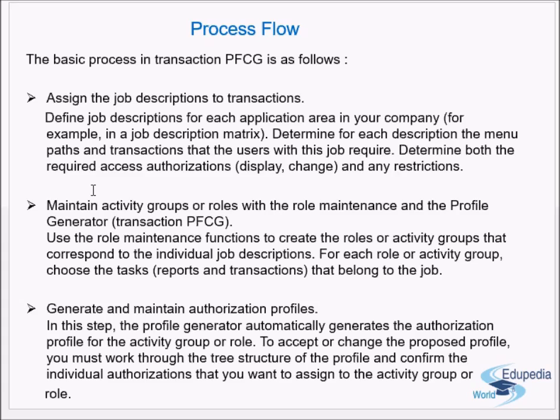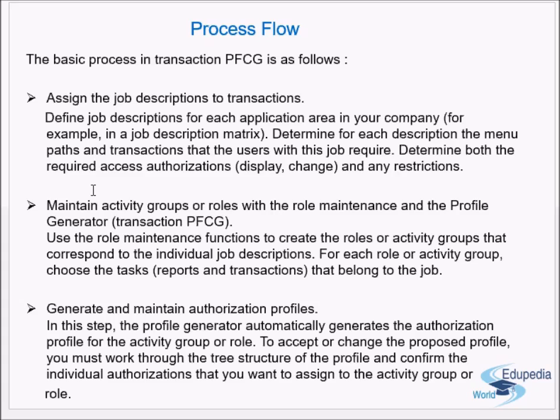Here we define the authorizations for the roles or activity groups. We have to select in that tree structure what all activities of the objects this role should have. So we define that. This is the important part of PFCG.